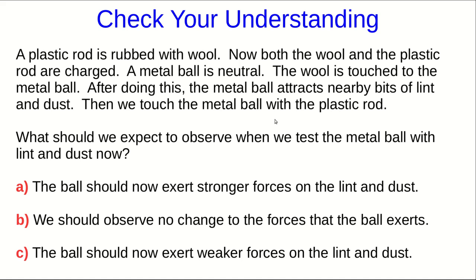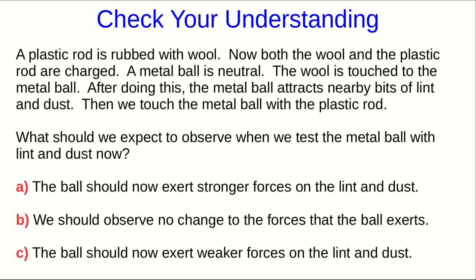Here's the question that I asked at the end of the last piece of the lecture. The idea here is that when we rub the wool and the plastic rod together, they're both charged, but they're charged with different types of charge. So first we touch the wool to the metal ball, and that gives it one kind of charge. It's what I've been calling glass charge. And then when we touch it with the plastic rod, we're adding plastic charge to it.